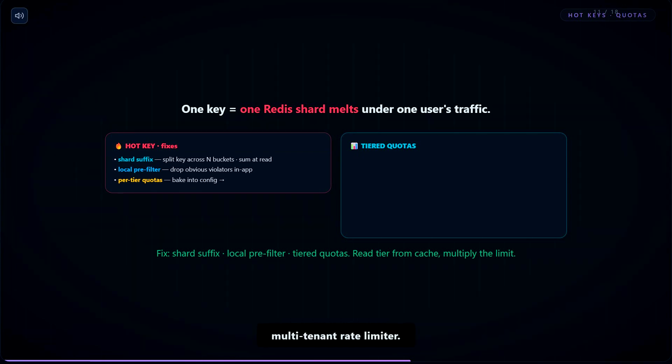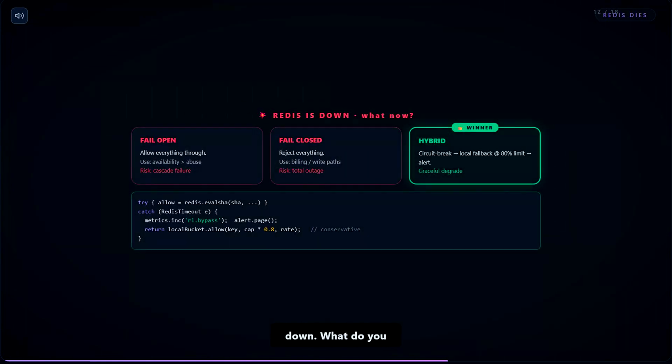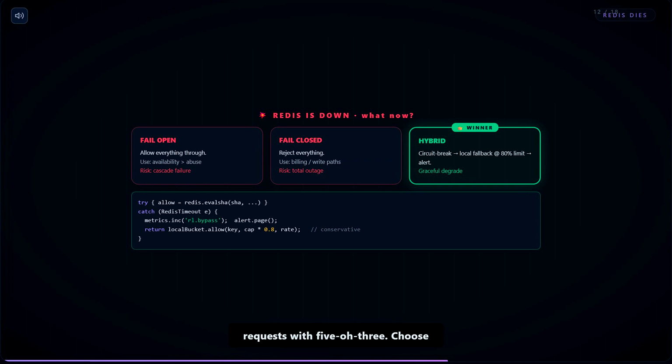Disaster 1. Redis is down. What do you do? 2 philosophies. Fail open, allow all requests, log the bypass, page on call. Choose this when availability is more critical than abuse prevention. Stripe and most public APIs fail open. Fail closed, reject all requests with 503. Choose this for billing or write-heavy paths where uncapped abuse would be catastrophic.